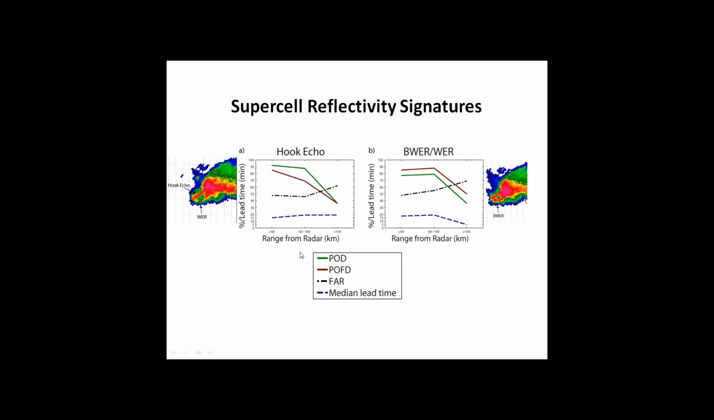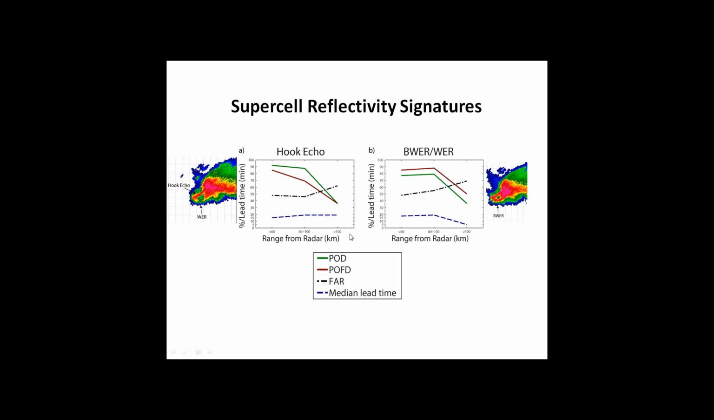Within 100 kilometers of the radar, both hook echoes and weak echo regions had pretty high probability of detection, around 80 to 90%. But the problem is the probabilities of false detection were just as large, which is not surprising, as many supercells will have hook echoes and of course many supercells are not tornadic. That resulted in false alarm rates around 50%. Median lead times for when these showed up before a tornado, though, were around 15 minutes.